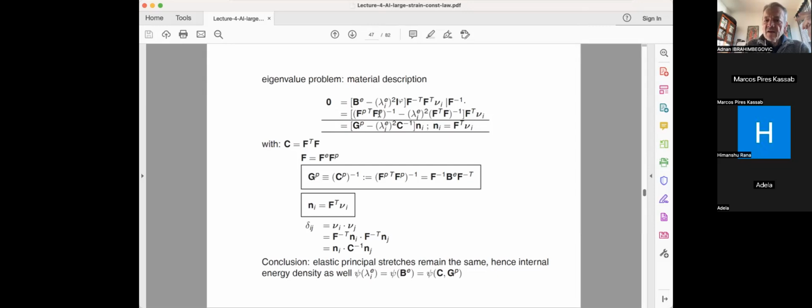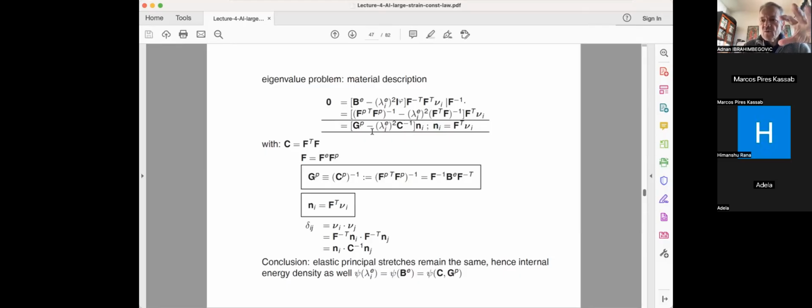So this FP transpose FP, you can call something like a plastic right Cauchy-Green tensor, inverse of that. And then basically this identity tensor could be replaced with the C-1, C being the total right Cauchy-Green deformation tensor. So you can see in this particular case, this is now a material representation of the same eigenvalue problem. C is playing the role of the induced metric in this configuration.